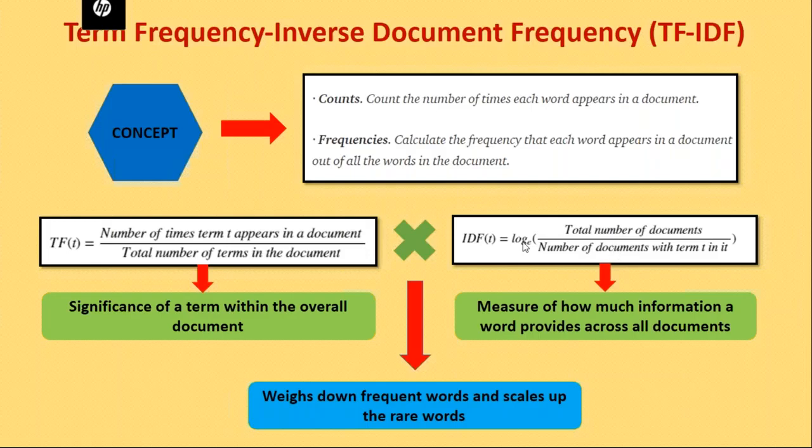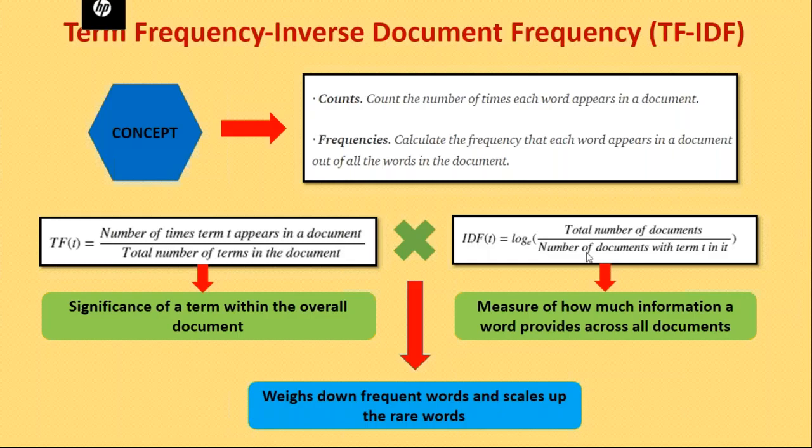10 divided by 1, and log of 10 is 1. Therefore, you are multiplying 1 with the term frequency. Suppose there is another word which is the most frequently occurring word. So these stop words like the, are, is, all these are stop words. You can find these words occurring very frequently in most of the documents.